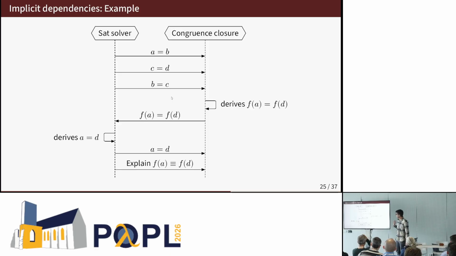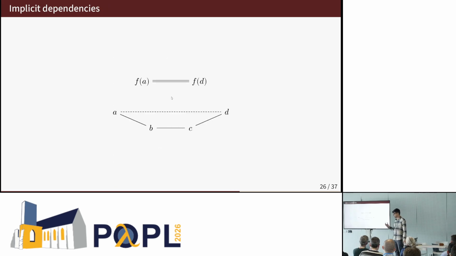So what happens now when the set solver asks the congruence closure engine for an explanation of f of a equivalent to f of d? If you think about the E-graph that we would have constructed in this situation, it would look something like this. Here on the bottom, we have the three asserted equalities. On the top, we have the congruence edge that we added. And the dashed line here is the redundant edge that was added later.